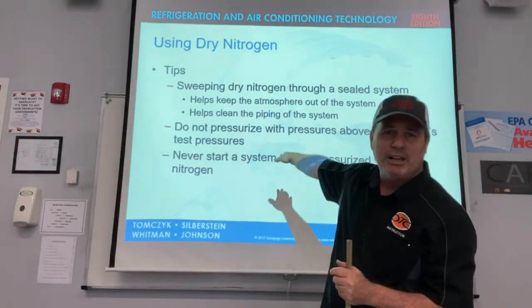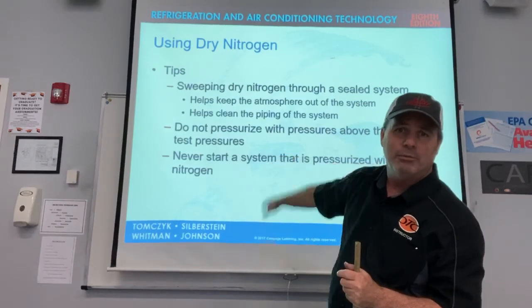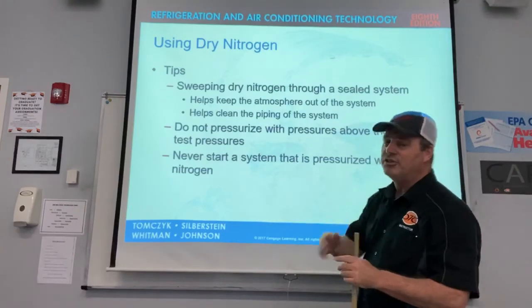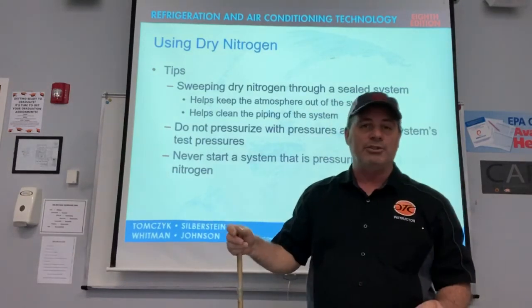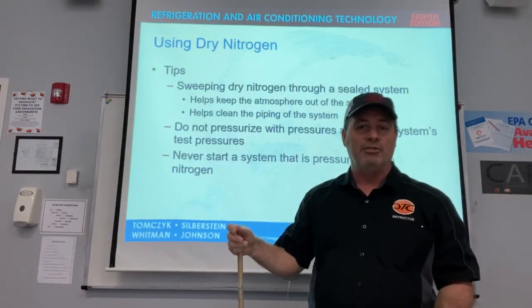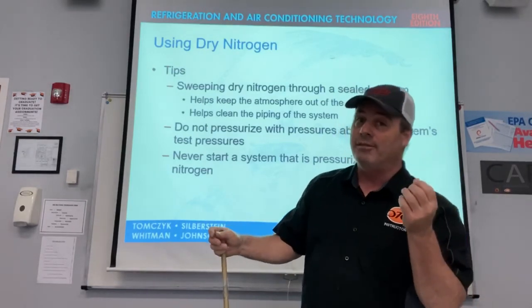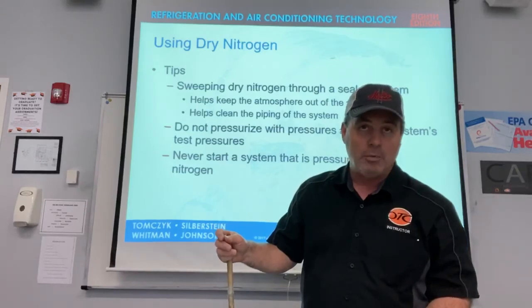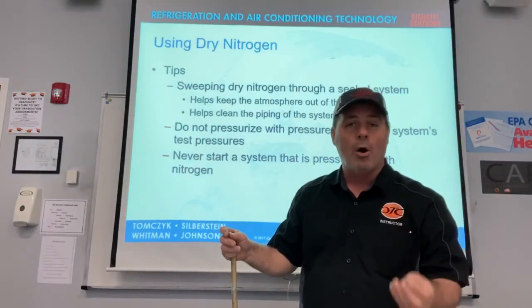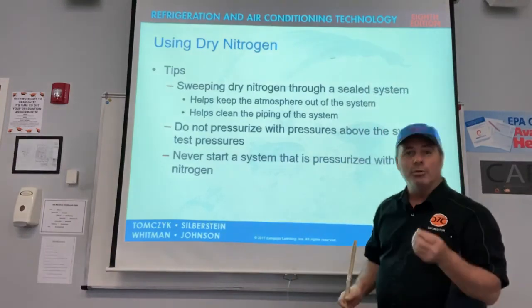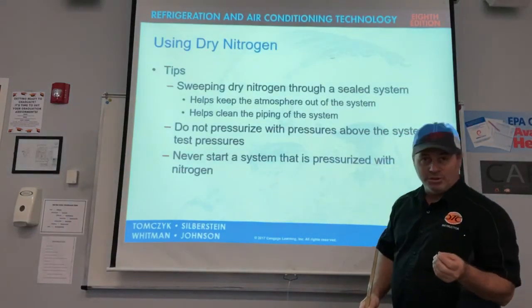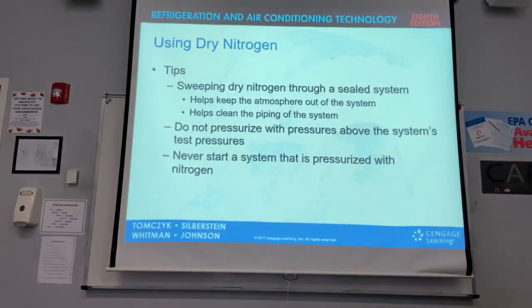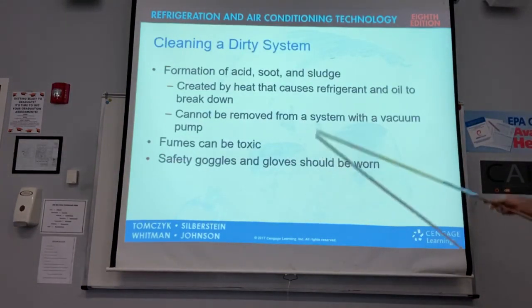Why? Because your compressor is not supposed to run on nitrogen. It's refrigerant, which has what? Oil in it to lubricate it. If you try to run a system while it's under nitrogen, you could destroy your compressor. If you run it while it's in a vacuum, you will burn up and destroy the compressor. Why? Because it was meant for refrigerant and oil. So never run a compressor or turn on the system while it's got nitrogen in it or it's under a vacuum. All right, and how to clean a dirty system, that's in there.